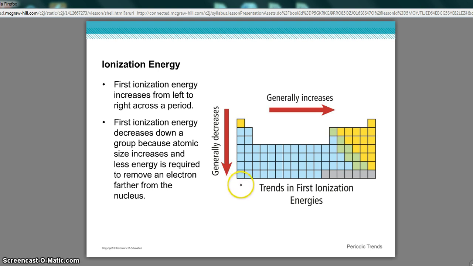Okay, so we're going to pause here, and in the next video we're going to finish up with talking about ions and looking at our third trend, which is electronegativity.